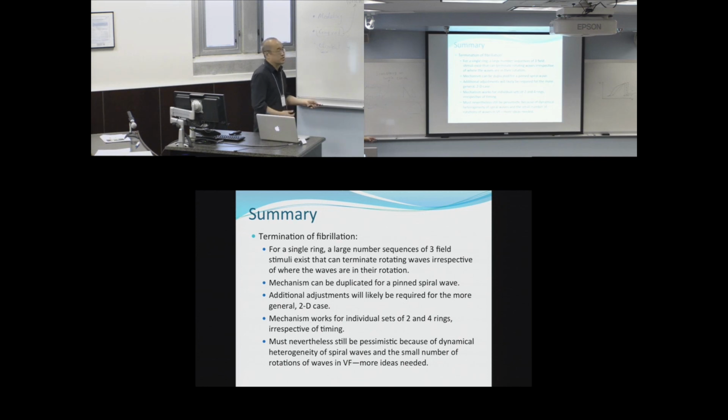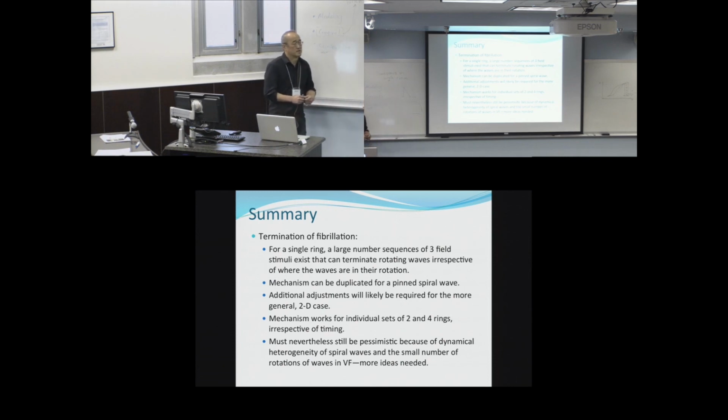So what I've shown you looks pretty good, but I have to inject a note of pessimism here, because there's really a big difference between one-dimensional rings and 2-dimensional spiral waves. In particular, there's dynamical heterogeneity in spiral waves between the tip of the spiral wave and the arm of the spiral wave. The periods are different. You also have to worry about things like meandering that will modify the period of the wave in different locations. I think we have some good ideas here, but I think more ideas are needed.